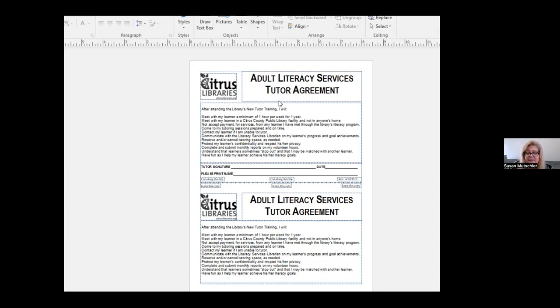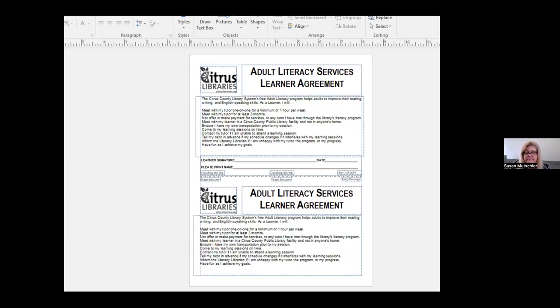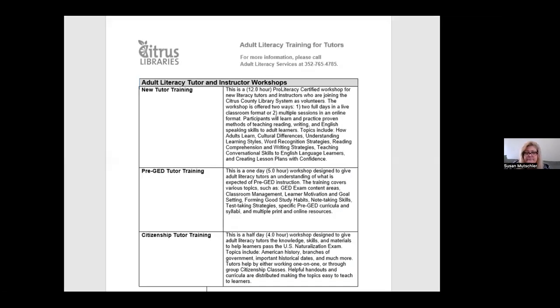And then the learner agreement. So see the difference, the tutor agreement and then the learner agreement. Again, I mentioned my color paper. I always did one on blue, one on green, so this way I didn't mix them up. I also put this in your Google Share Drive.